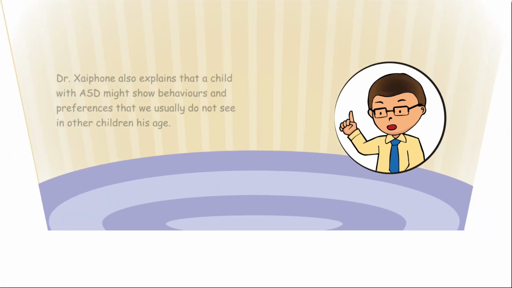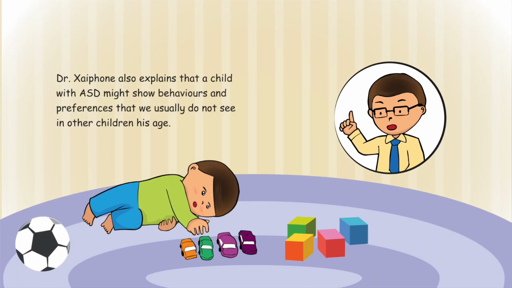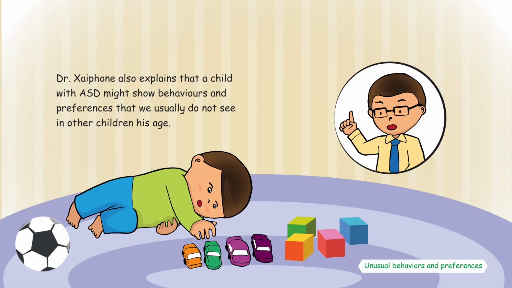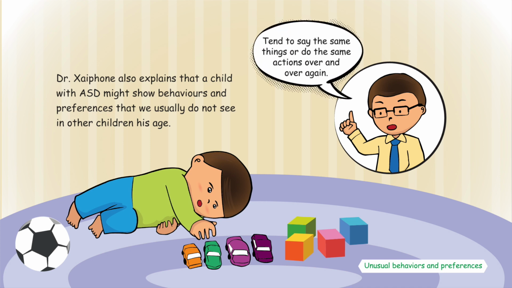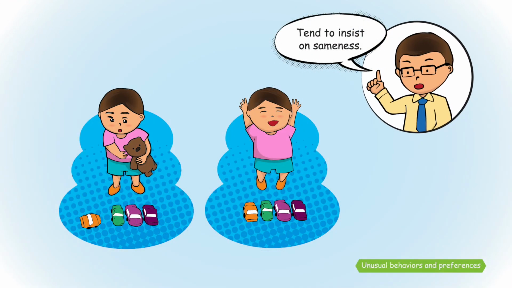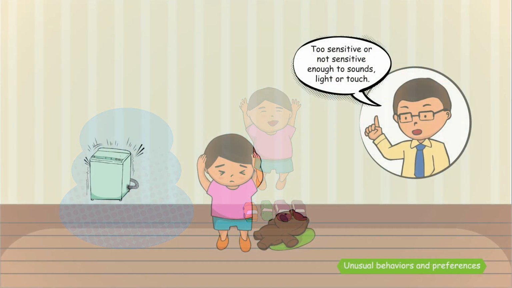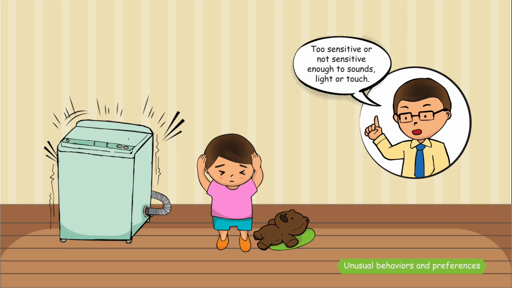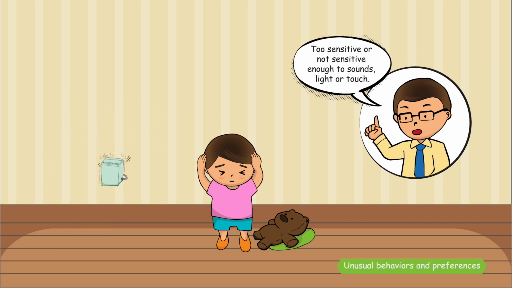Dr. Xaiphone also explains that a child with ASD might show behaviors and preferences that we usually do not see in other children at his age. He presents to them 3 pictures in the chart that show children with ASD. 1. Tend to say the same things or do the same actions over and over again. 2. Tend to insist on sameness. And 3. Some are too sensitive or not sensitive enough to sounds, light, or touch.